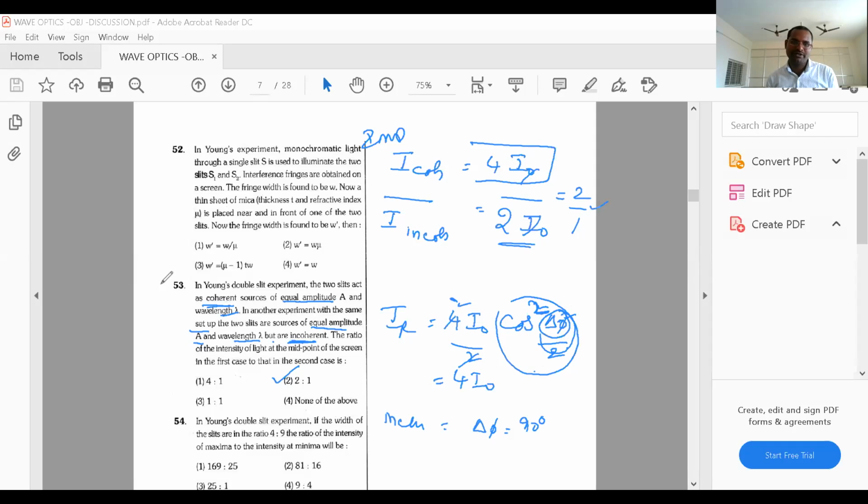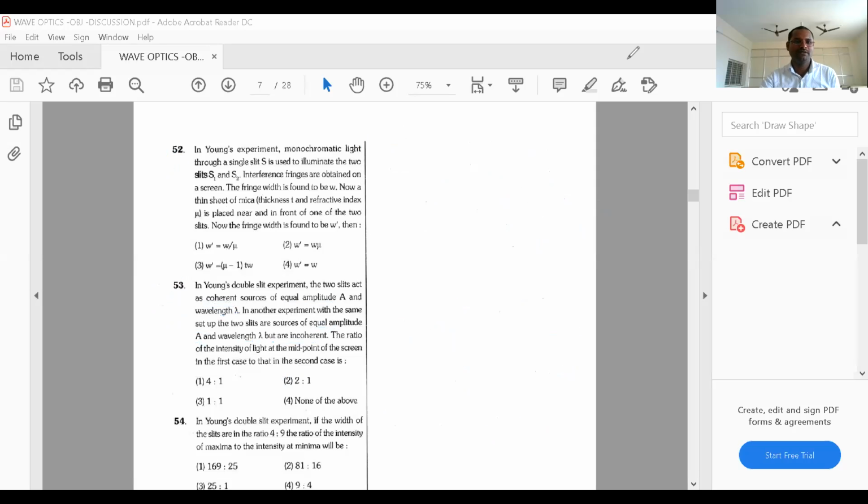This is also a somewhat important question for JEE students. It is a conceptual question, important, you need to remember. So question number 53, option 2 is the right answer. Students, are you getting clear?